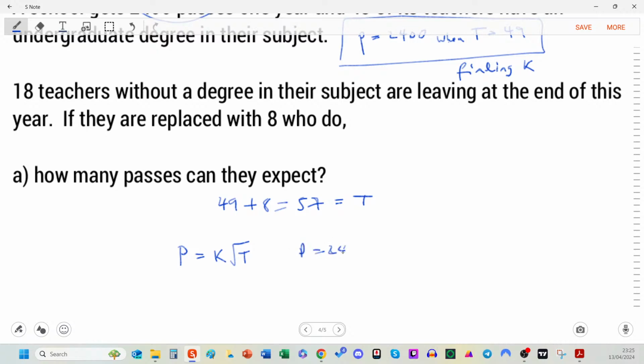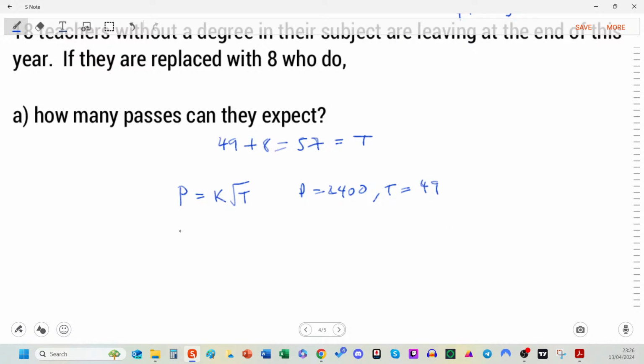P is 2,400 when T is 49. So this is using old data, but it's fine because no matter what you put in, it should hold if it's a good model. It's like a regression. You can use this to predict other values. So putting it in, we've got 2,400 is equal to k multiplied by 7. So k, well, there's no way around this. It's not a very nice number.